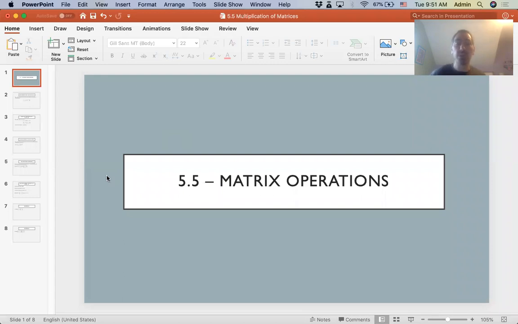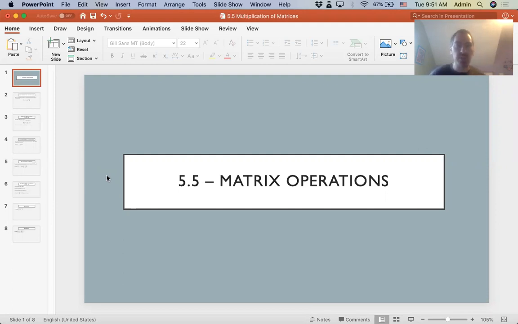In this section, we're looking at matrix operations. Operations are the addition, subtraction, and multiplication of matrices. There is no division of matrices. We can talk about the matrix inverse, which we'll do in a future video, next section. But in this section, we can see how we can add, subtract, and multiply matrices.